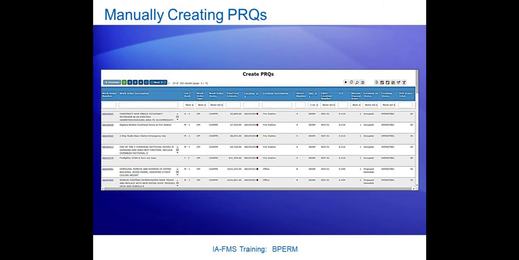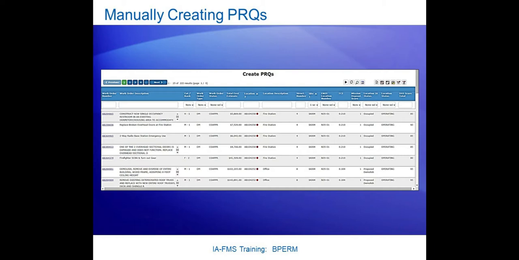Once you've defined your search criteria and click the search button, the results will be displayed in a table similar to what we saw earlier. From this list, you'll be able to click on the work order number to view the work order in detail if you need to determine whether or not it is a work order that qualifies to be included in your PRQ.